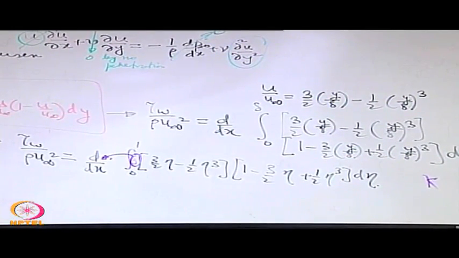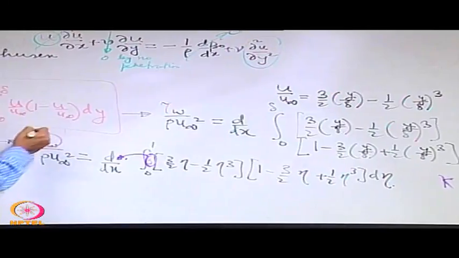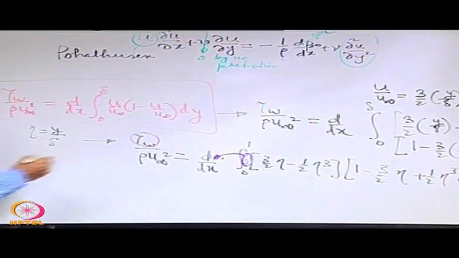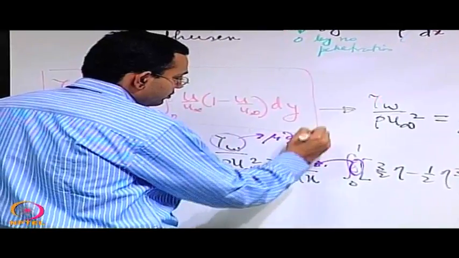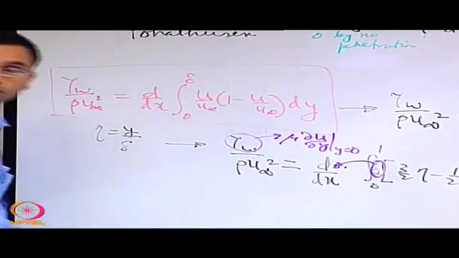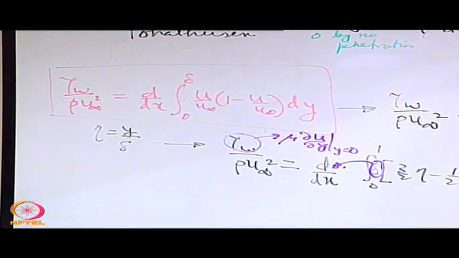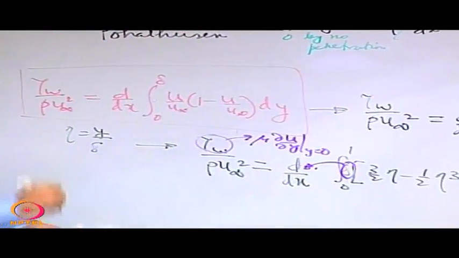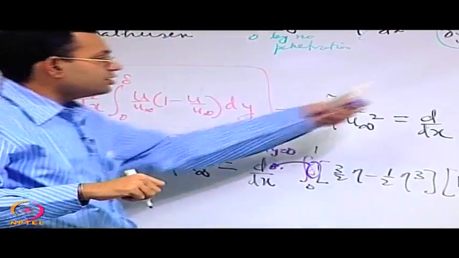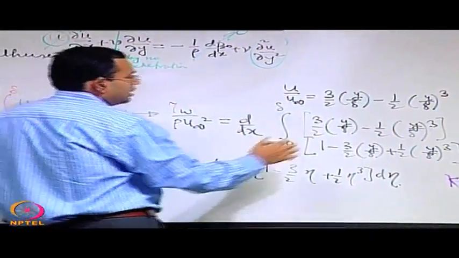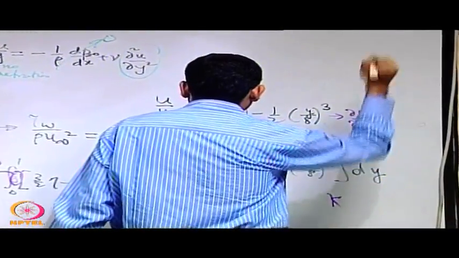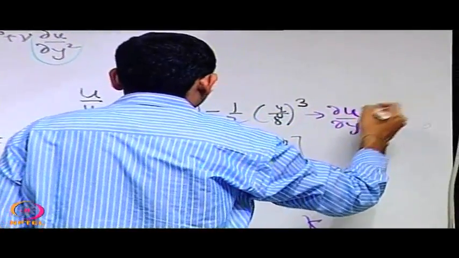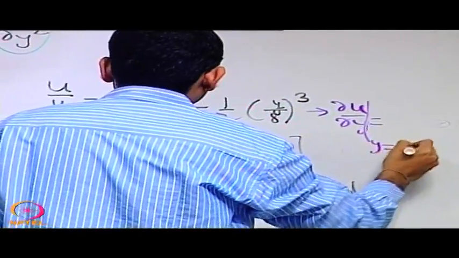Now, what is the tau wall? Tau wall is mu into this one at y equal to 0. So, that also you may calculate from your assumed velocity profile. What is your assumed velocity profile? That is this one, and you may calculate the first order derivative at y equal to 0.